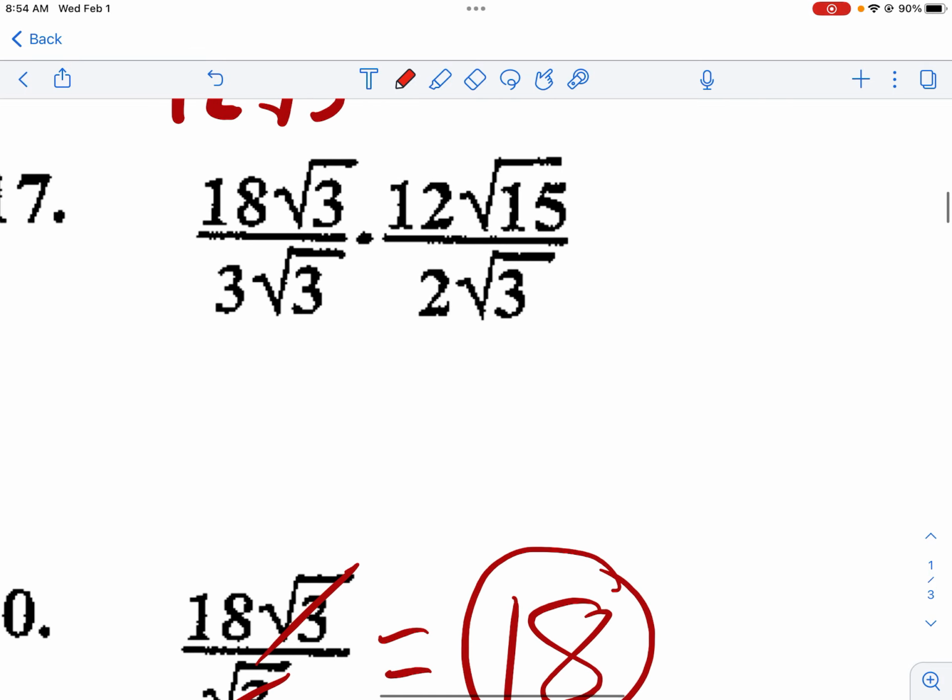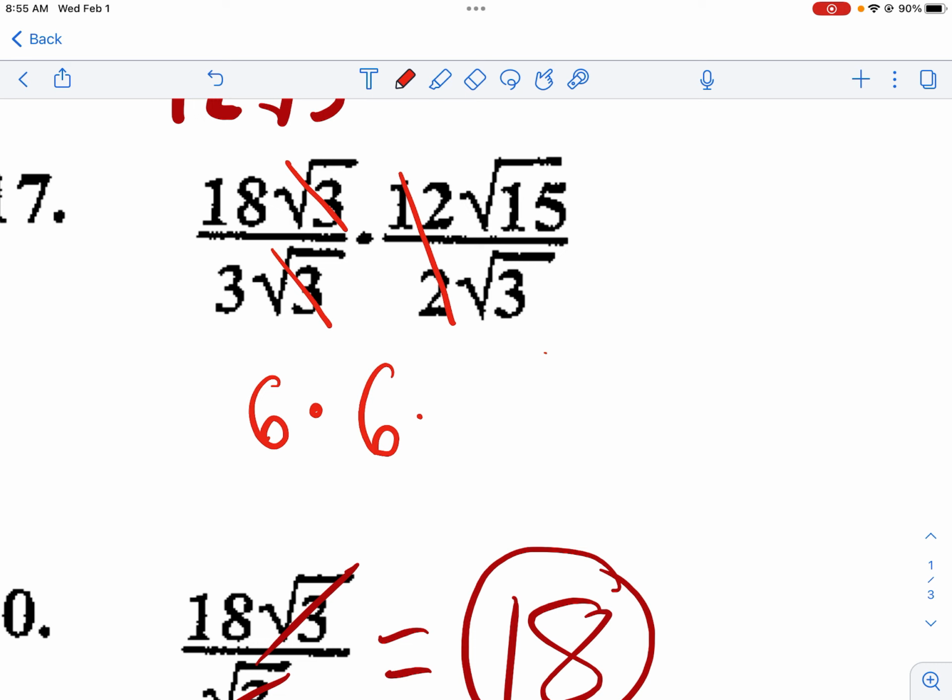17. We talked about how square root of 3 and square root of 3 are just like variables we can cancel. So now we're left with 18 over 3, which is 6 times. And then we got square root of 15 and square root of 3 and 12 over 2. I'm going to take that 12 over 2 and divide that, get 6.